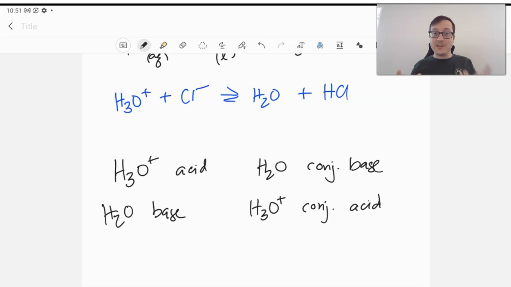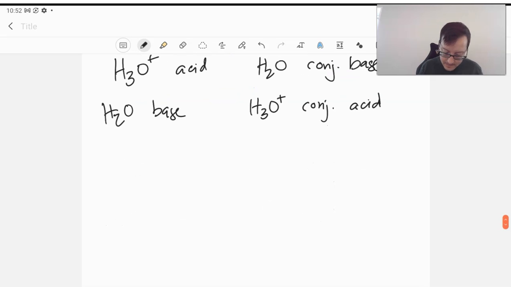And again, these terms can be moved around depending on where your focus is. If you want to focus on H3O plus as an acid, then water is your conjugate base. If you want to focus on water as a base, then H3O plus is the conjugate acid. It all depends on your focus. A conjugate pair, again, only differs by one proton. Let me write that down.